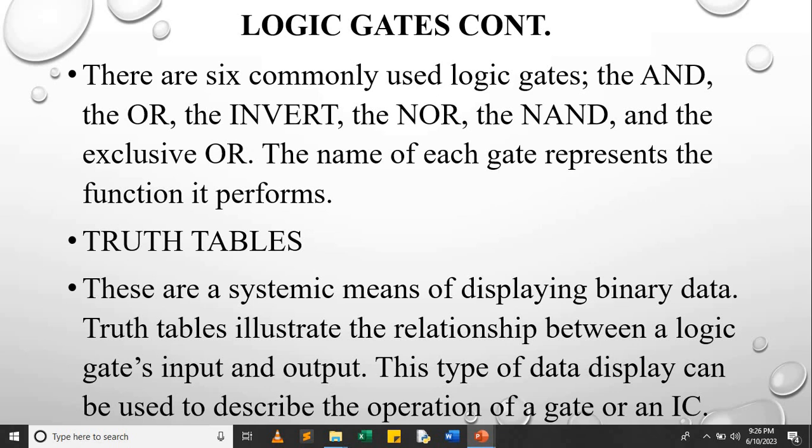So the logic gates, there are 6 commonly used logic gates. We have the AND gate, we have the OR gate, we have the invert, or the NOR gate, and then the NAND, and the exclusive OR. The name of each gate represents the function it performs.